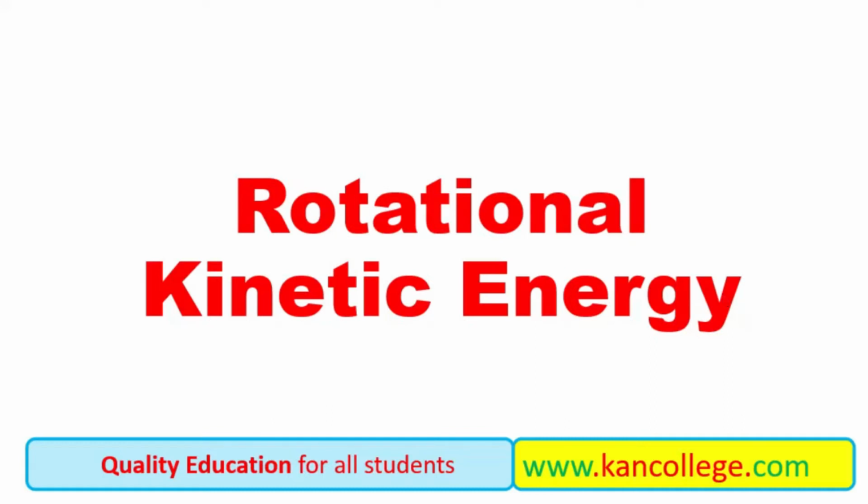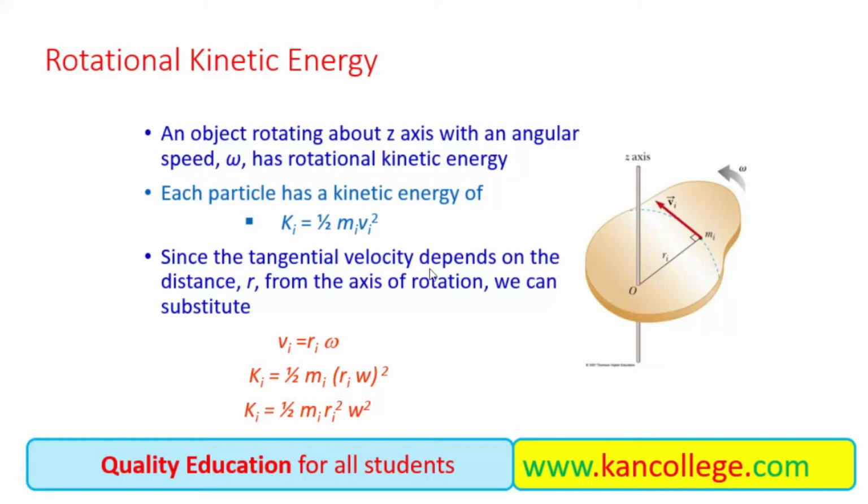Rotational kinetic energy. When an object is rotating about an axis with an angular speed omega, then it has rotational kinetic energy. Each particle of the rotating body will have kinetic energy that is given by the formula half m v squared. So, if any part of the mass of this body is rotating in a circular motion, then this mass has a kinetic energy half m_i v_i squared.